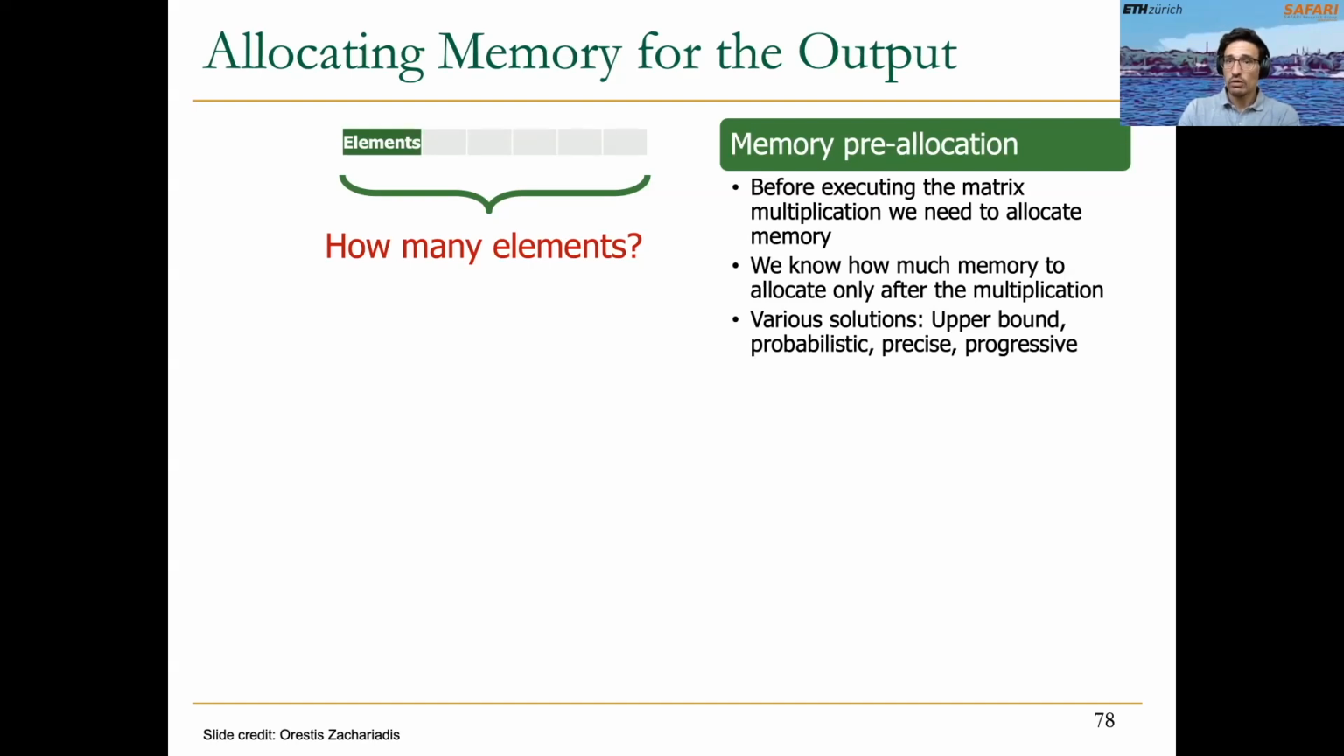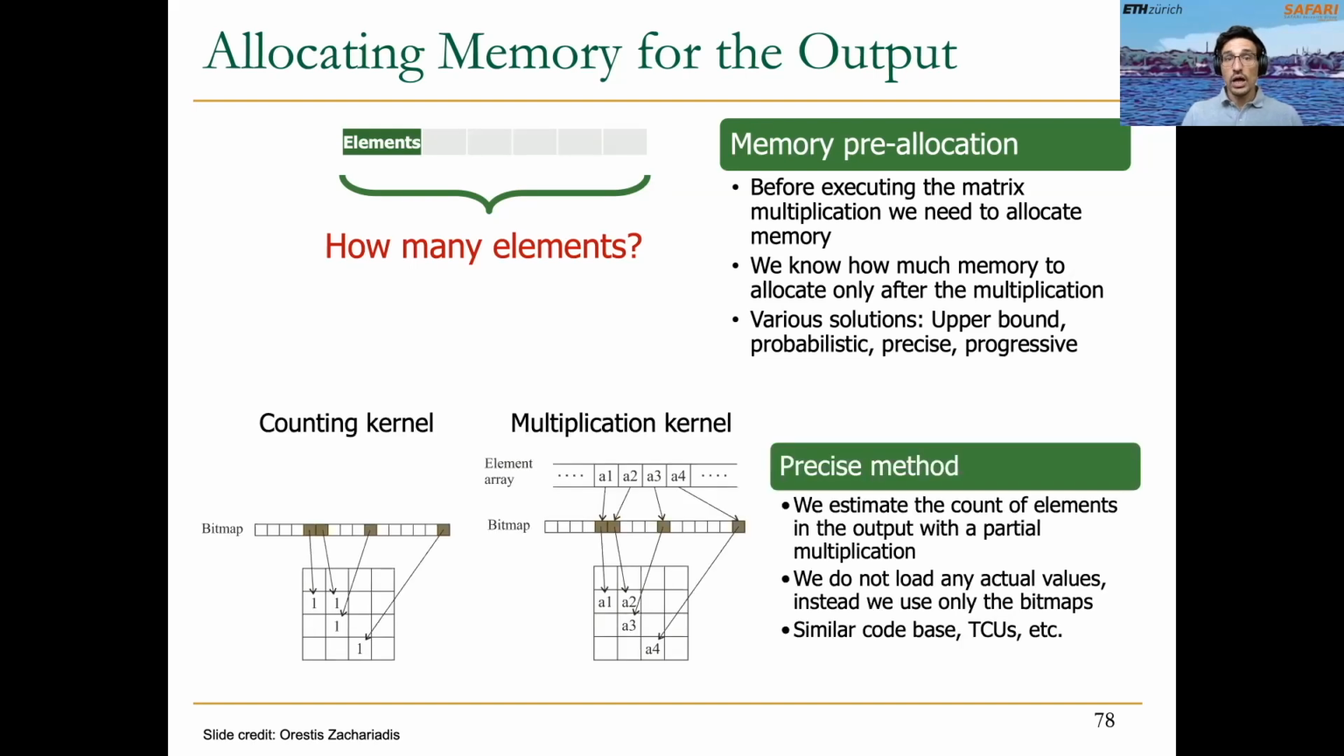Unless we have a clear understanding of the matrix and the vector before performing the operation, well, in this case is matrix multiplication, in this sparse work we don't know exactly how many non-zero elements we are going to have in the output, and there are different ways of handling this, as has been done by previous works. One possible solution is to allocate an upper bound of the amount of memory that we need, or use some probabilistic estimation, or maybe perform a precise count of the non-zero elements that we are going to use, etc. And in this work, we use a precise method.